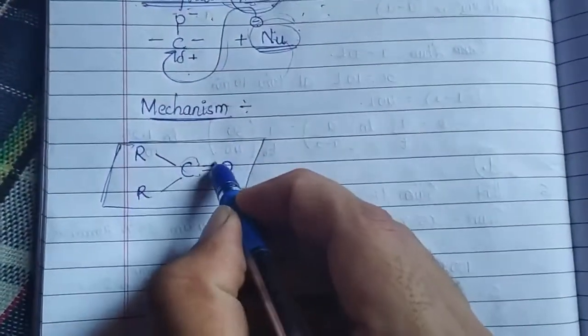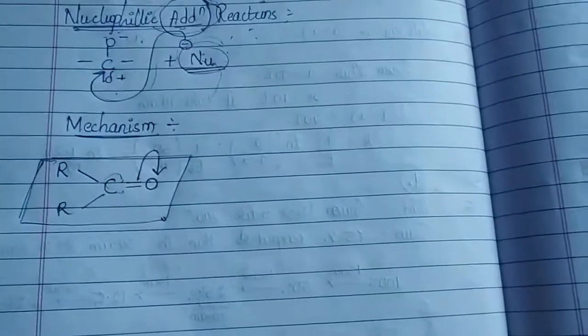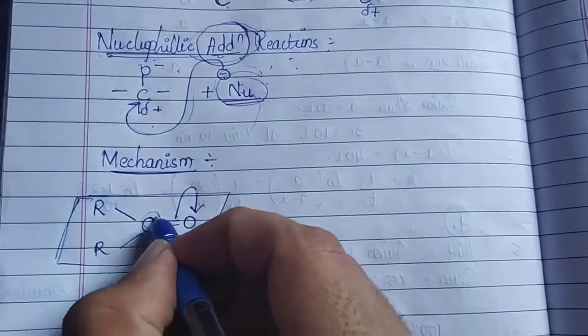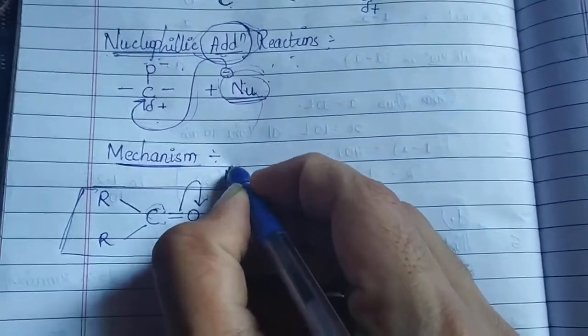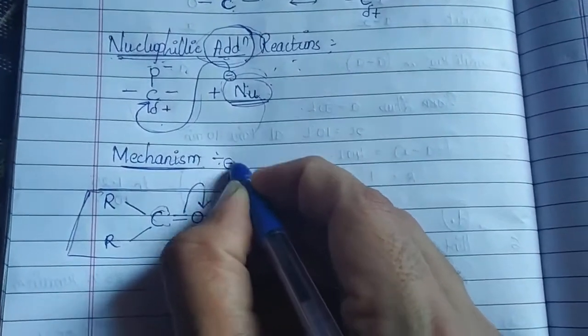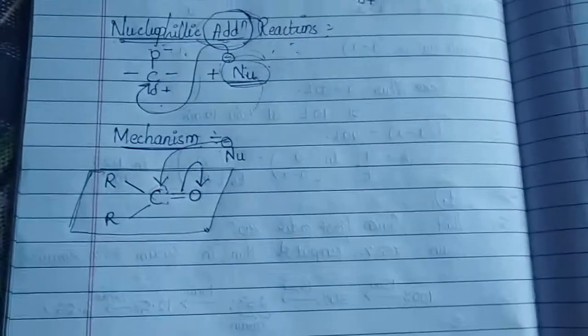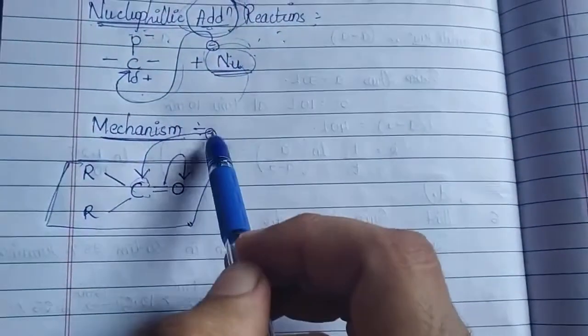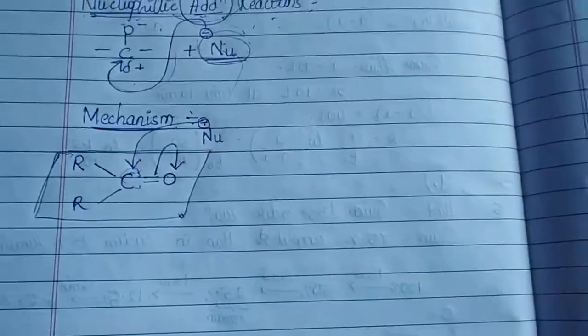Due to the electronegativity difference, what happens? Oxygen will try to attract the pi electrons towards itself. So now carbon will have a slight positive charge. Whatever the nucleophile is there, it is going to attack our carbon. Yes or no? The arrow marks should always come from negative to positive.